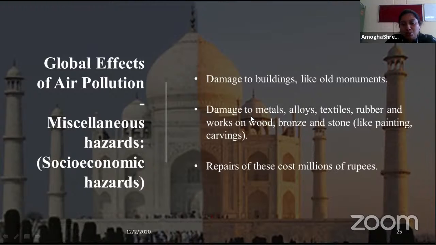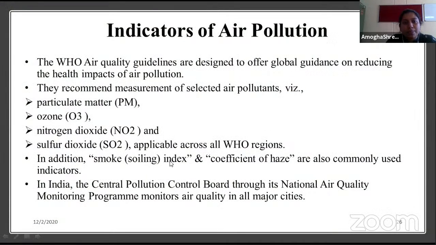Also, there is damage to metals, alloys, textiles, rubber, and works on wood, bronze, and stone, like paintings or carvings. And repairing all this will cost millions of rupees, and thus it is affecting our socio-economic status.